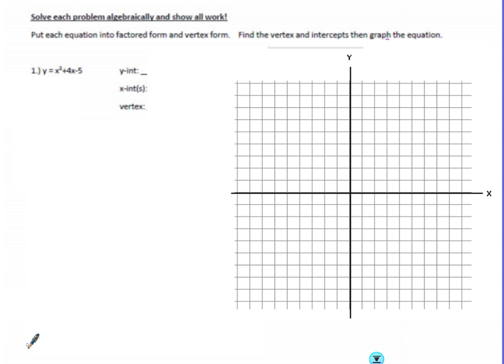Here's number 1 from page 32 in the packet. x squared plus 4x minus 5. This equation is in standard form, which means the c value is the y-intercept. So 0, negative 5 is the y-intercept.